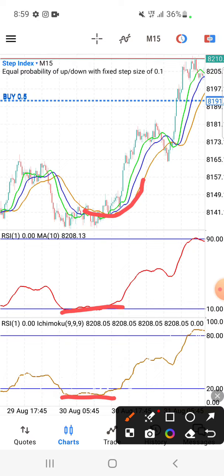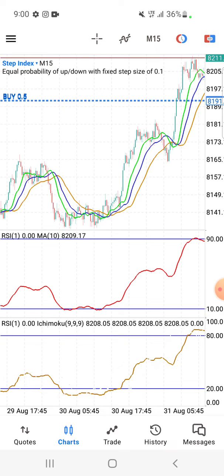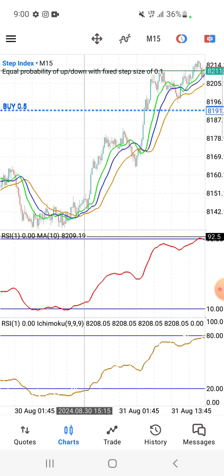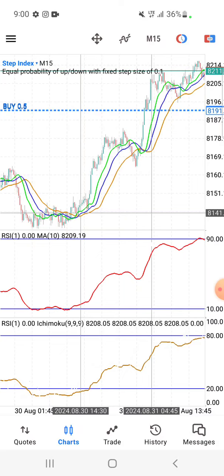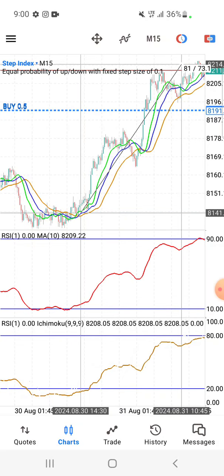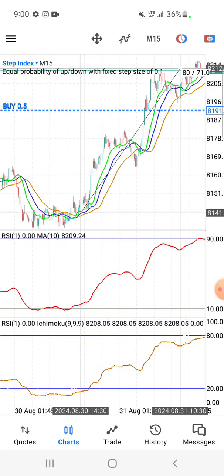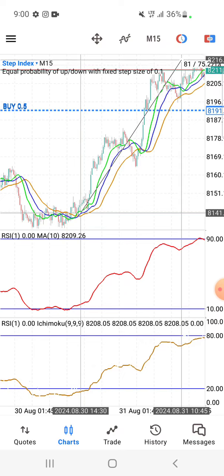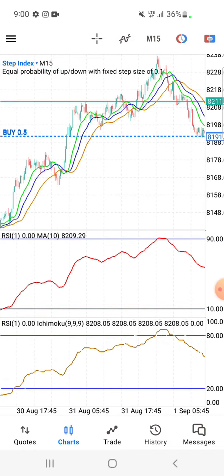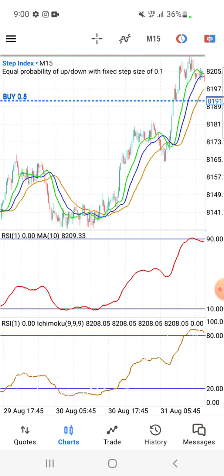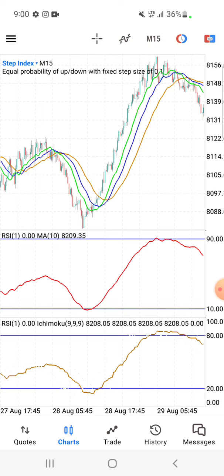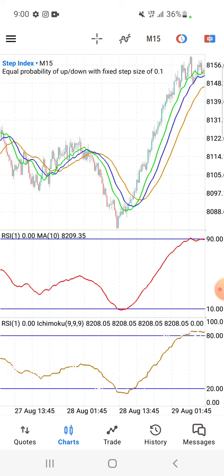And if you had entered for this buy, you would have gotten how many pips just from this place? Let me count and see. Over 70 pips, guys. You would have been in massive profit. Massive profit, guys.